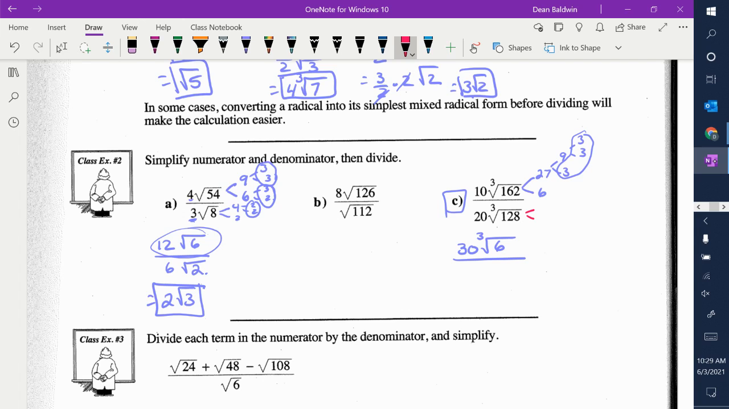128. I'll make it easy and just go 64 and 2. 8 and 8. 4 and 2. 2. It's a lot of 2s. So I'm looking for groups of 3. So there's 2 groups of 3 2s. So I can pull out 2 2s, which is 4, times the 20, which is 80. Cube root of 2 is the only thing left inside.